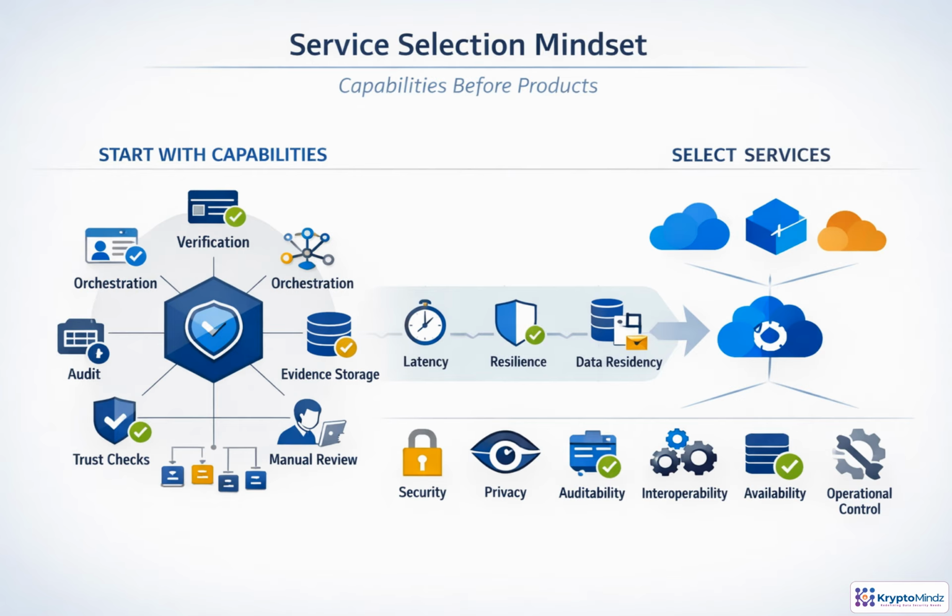Service selection starts by asking, what must this KYC platform actually do? You need capabilities like verification, orchestration, evidence storage, audit, trust checks, manual review, and downstream integration. Only then do you map Azure services to those capabilities and stress test them against latency, resiliency, data residency, and compliance evidence. Avoid chasing shiny new services when the workload is early stage or low criticality. Capture your reasoning so you can defend choices in design reviews and audits.